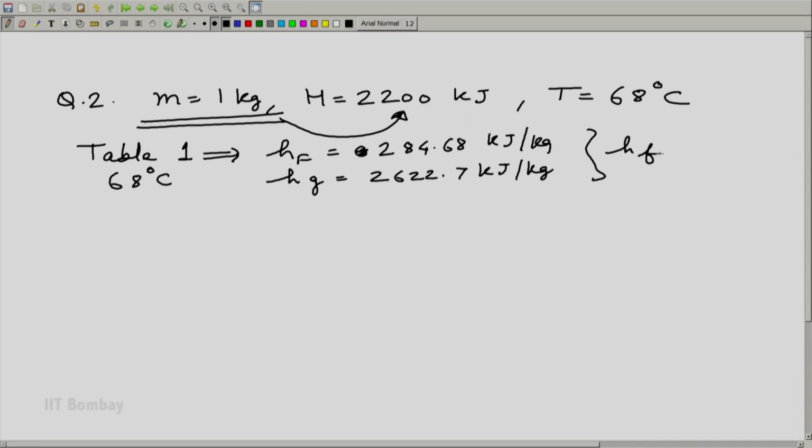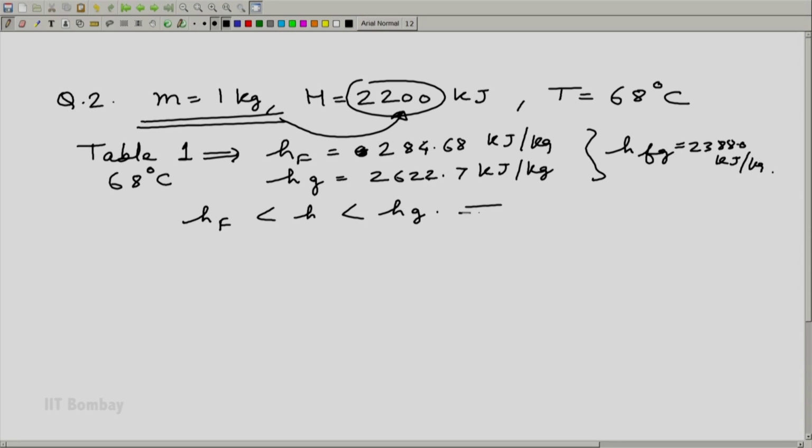Depending on this, what we get is HFG is equal to 2388.0 kilojoule per kg. It is not very important for us. So what do we see, that the value of 2200 is between HF and Hg. So we can say that HF is less than H less than Hg, and therefore we know that this is two phase region. That means we are under the dome again. We know that we are under two phase, we are under the dome.